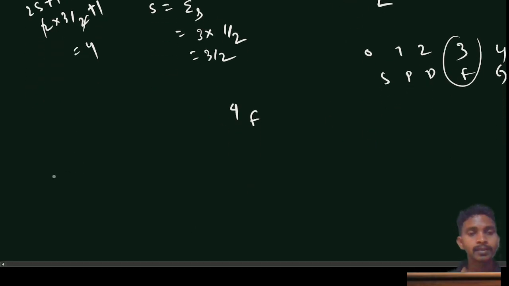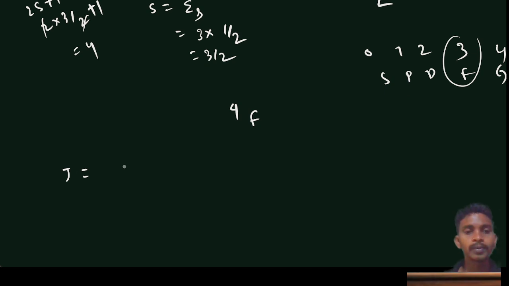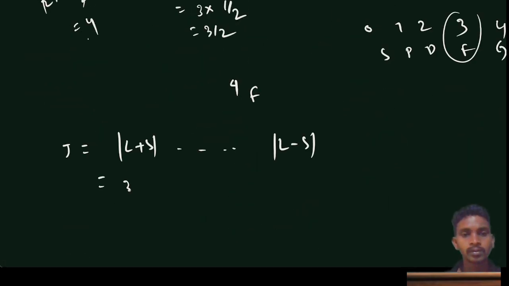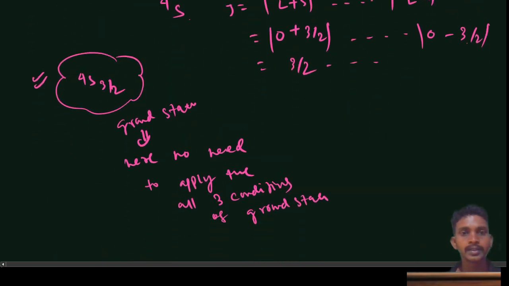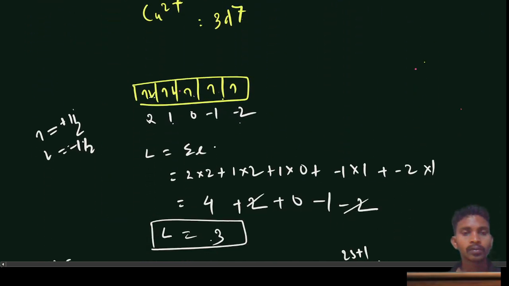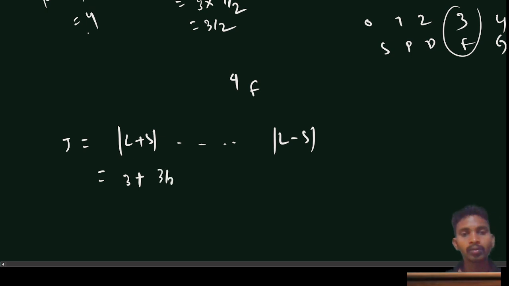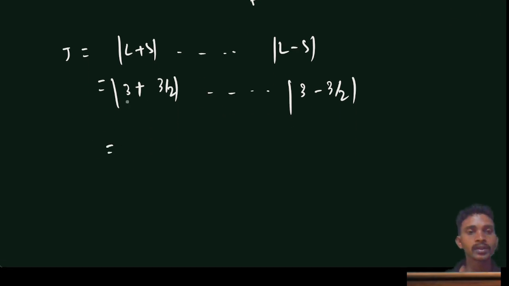Okay, now we will calculate the J value, the spin-orbit coupling. The formula is always J from L plus S down to L minus S. So we see that L is 3 plus S, which is 3 upon 2, down to 3 minus 3 upon 2. So 3 plus 3 upon 2 gives 9 upon 2.